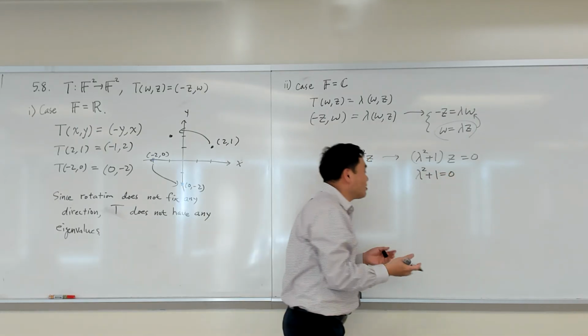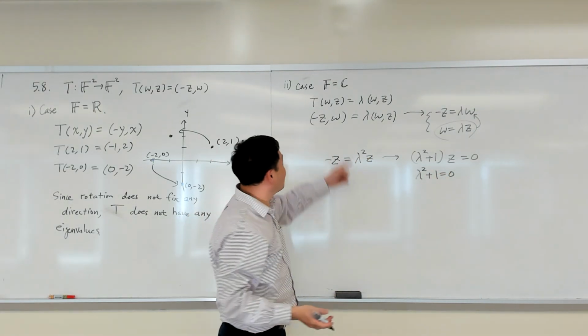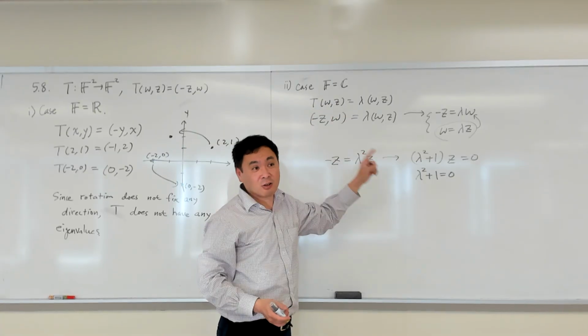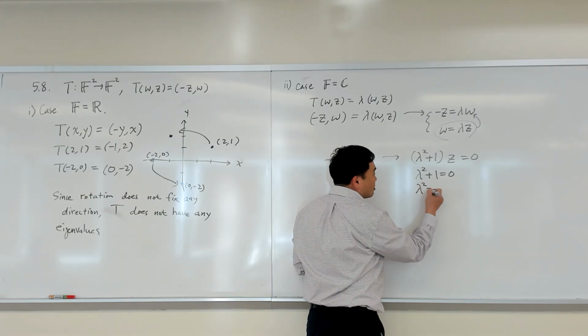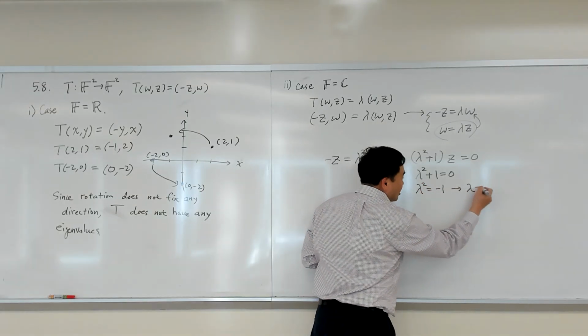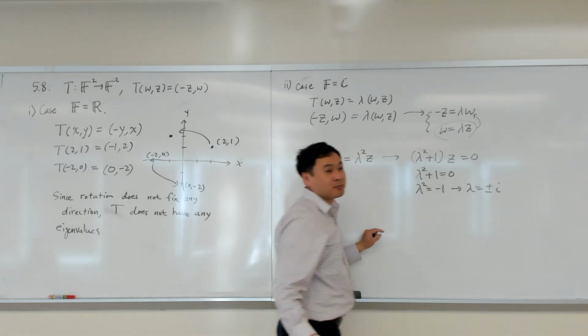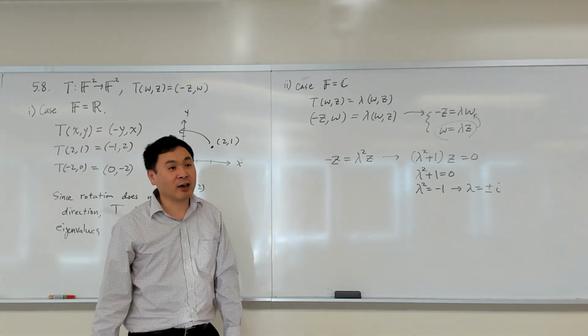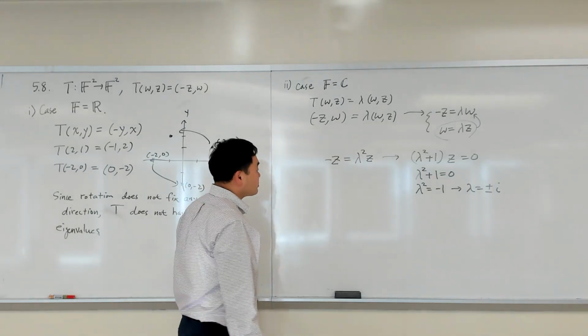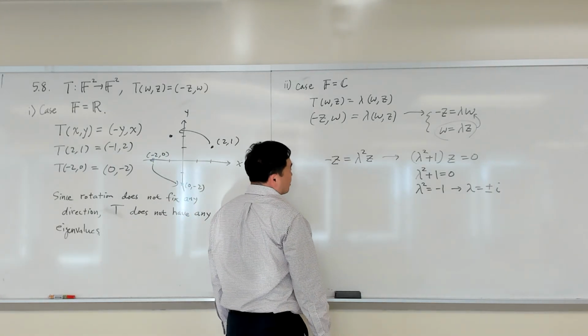Now at first you might say, oh, that's impossible, but look, we're working on C, right? So we're allowing complex number solutions. So what is that? Lambda squared is -1, so lambda is plus or minus the square root of -1, but that's i, right? So we can think about those two cases.